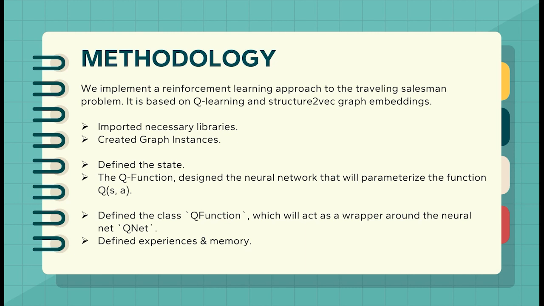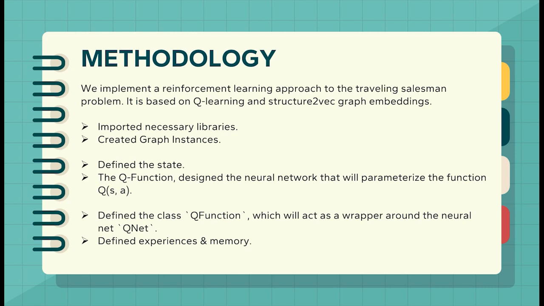Then we'll be defining the state. The state will take the actions, and the state environment will all be done. After defining the state, we'll also do the Q function. In this Q function, we'll be designing a neural network that has some parameters, giving the function Q of S comma A, where S is the state and A is the action. After defining the Q function class, it acts as a wrapper around the neural network, also known as QNet.